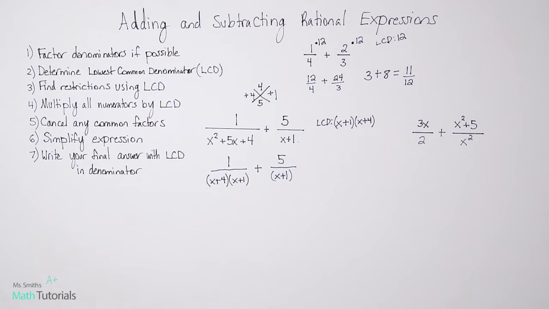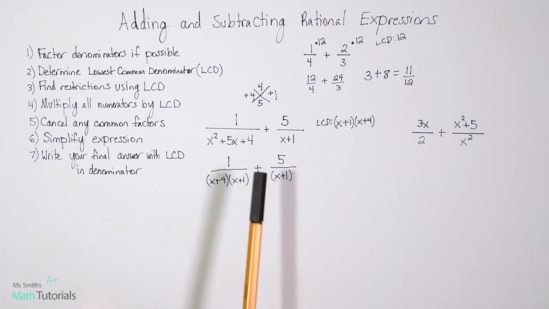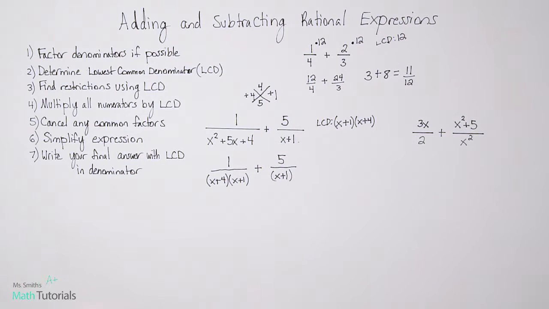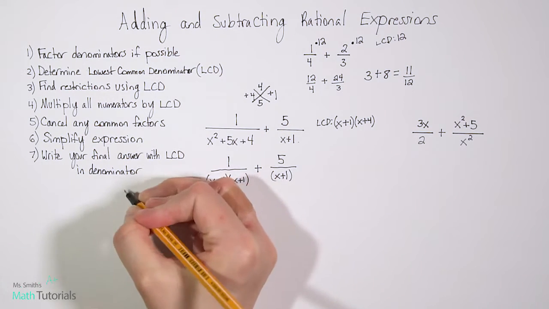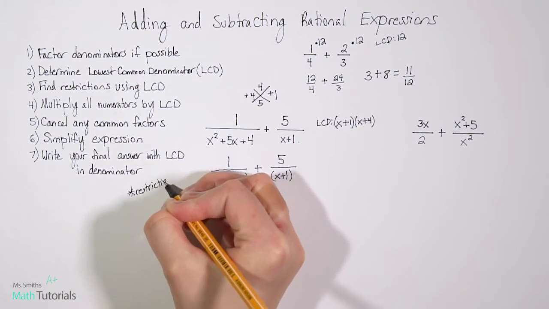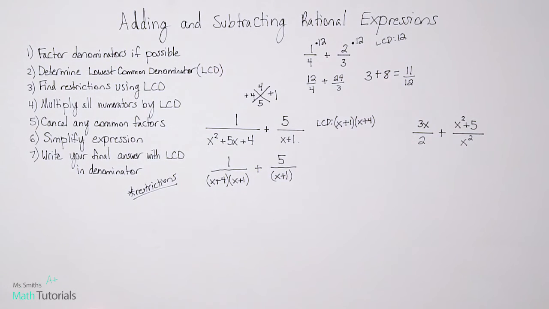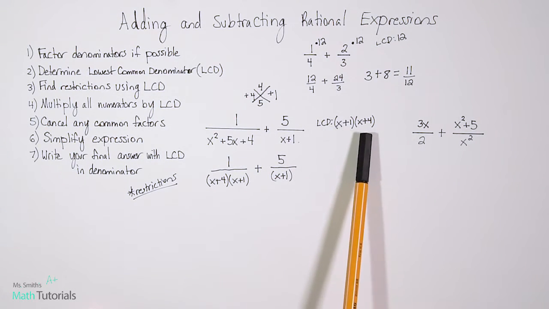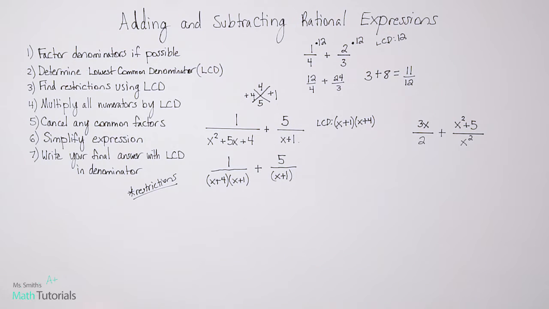For our step 3, it says find restrictions using the LCD. When we're finding restrictions, what we're saying is x could not be these certain numbers, because if it was, then we'd end up dividing by 0, which is a big no-no. So here's what we do to figure that out. I like to make a little restrictions note over here on the side. My restrictions are going to be each part of my LCD set equal to 0 and solved.